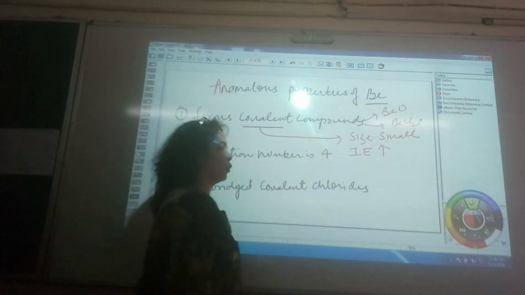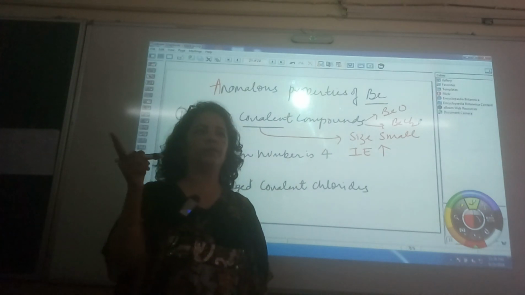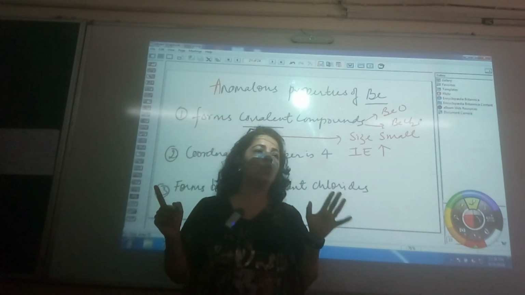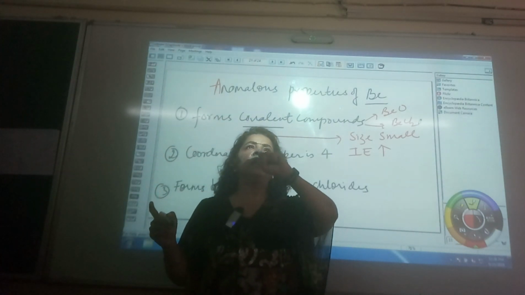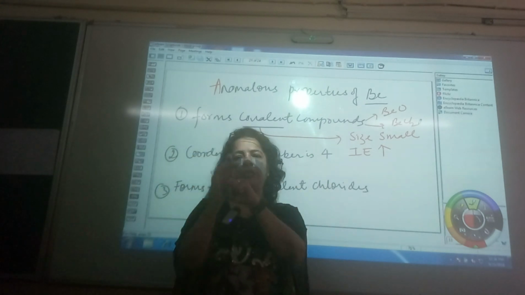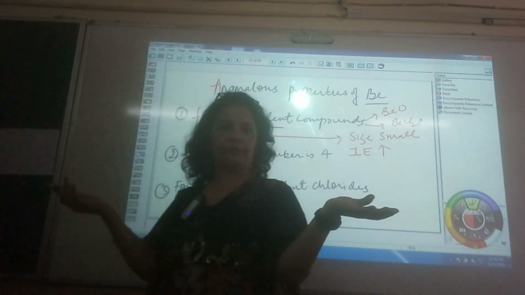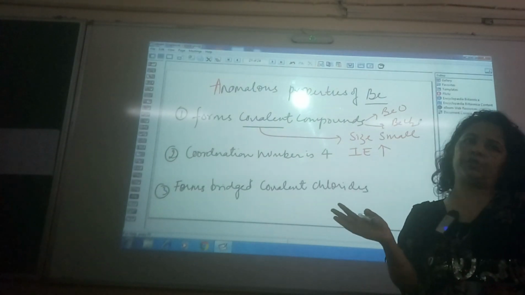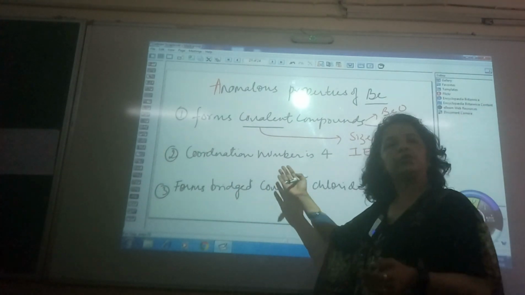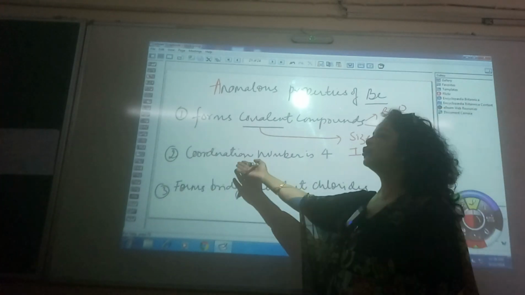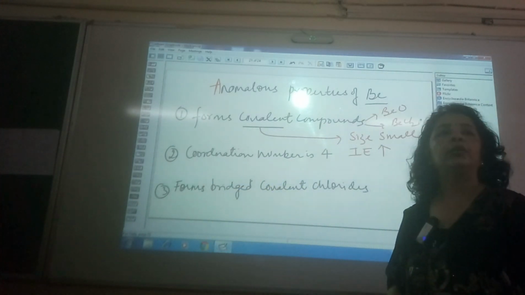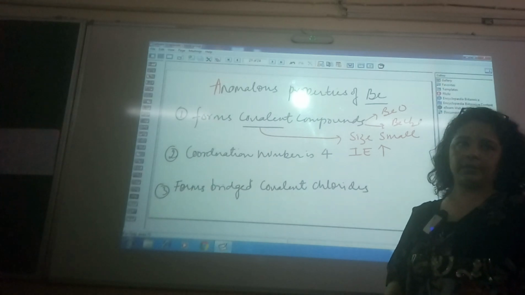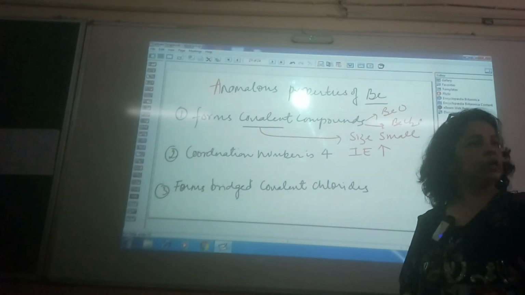Coordination number is 4. Coordination number is a new term. You can relate it to the covalent bonds. Coordination number means how many other atoms are surrounding a particular atom, by definition. But in the compounds of beryllium, how many bonds it forms is the reference with respect to coordination number. You can take it to be covalence. Beryllium can only form 4 bonds maximum, including coordinate and covalent.